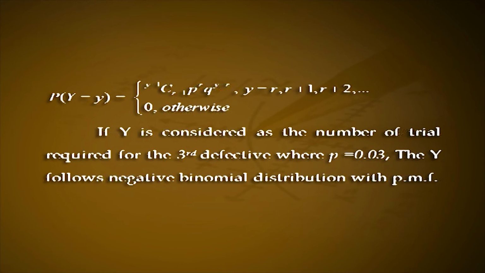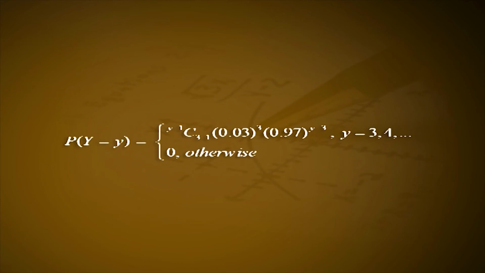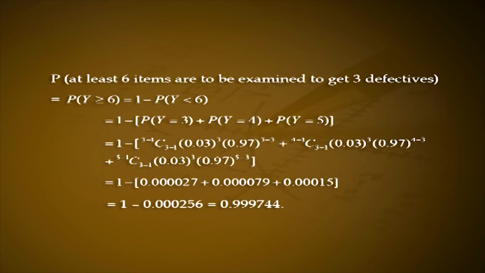If y is considered as the number of trials required for the third defective, where P equal to 0.03, then y follows negative binomial distribution with PMF P of y equal to small y, that is equal to y minus 1 C 3 minus 1, 0.03 raised to 3 into 0.97 raised to y minus 3 for y equal to 3, 4, etc., and equal to 0 otherwise.